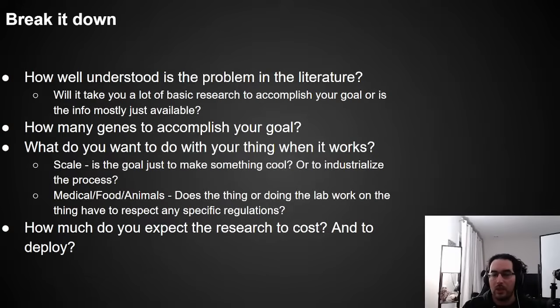It's going to take you a long time, and it's going to be very hard and very expensive. The next thing that you need to keep in mind is how many genes are required to do your thing. So if you're making a protein, the answer is usually 1. Whereas if you're making a chemical, the answer could be anywhere from 2 to 15. Every gene you need to include in your construct makes it harder and makes it less likely to succeed because there's more moving pieces that all need to work in concert, and it's just so much harder.